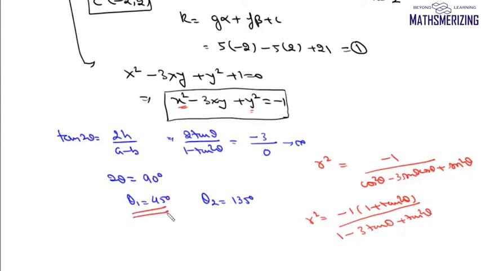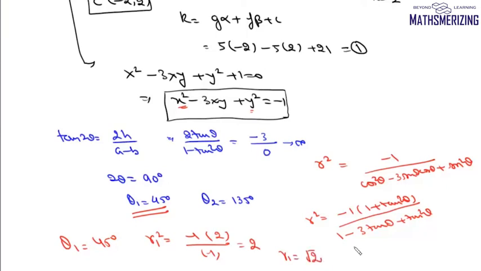Now when theta is 45 degrees, value of tan theta is 1. So taking theta 1 as 45, we'll get r1 square as minus 1 times 1 plus 1, that is 2, and here it will be 2 minus 3, which is minus 1. So value of r1 square is 2. That is, value of r1 is simply under root 2.